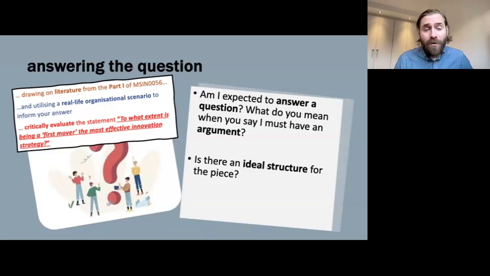There are various different ways that you can structure an essay. I'm not saying that this is the only one. There are alternative ways that you could do this, but this is one way of structuring it that I think allows you to talk about this range of different positions.